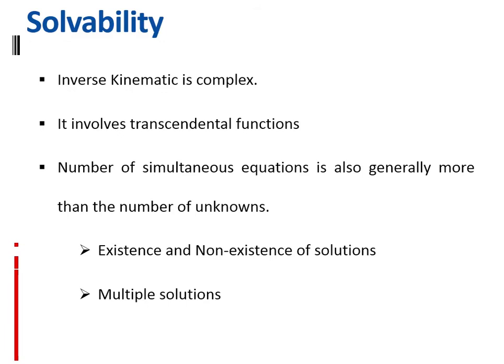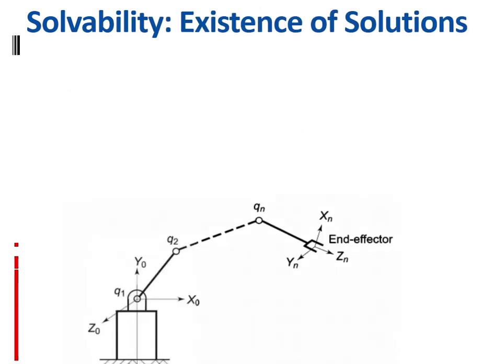Multiple solutions means we can have multiple solutions to reach the same configuration. We also discussed this in the last class. To reach the same point, two different configurations can be possible. So we have multiple solutions, but among those two, three or four solutions we have to decide which is the best one, and that is part of the solvability of inverse kinematic modeling. Firstly, I will talk about the existence of a solution.